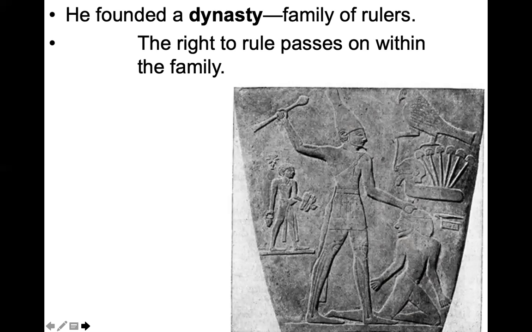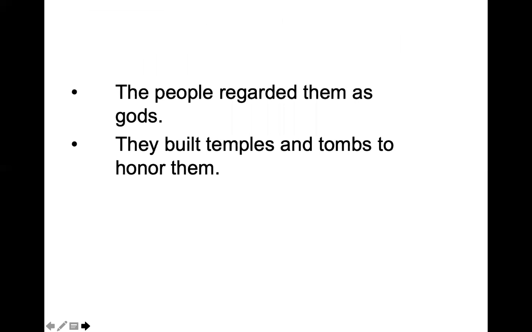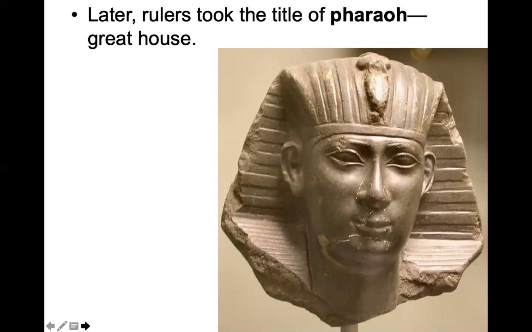So if you are the king, your son takes over, and if your son isn't around, in some cases the daughter, but yes, the son takes over and becomes the pharaoh. People regarded the pharaohs as gods. They built temples and tombs to honor them, aka the pyramids. And later rulers took the title of pharaoh, meaning great house, something you would definitely write about.